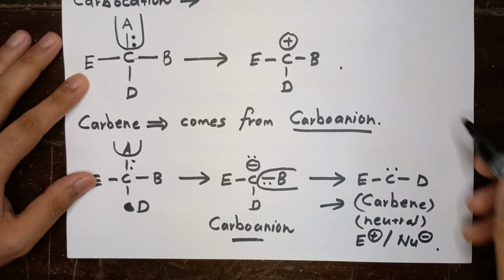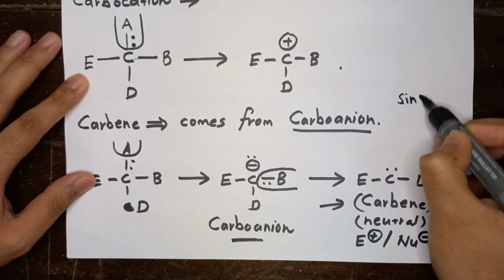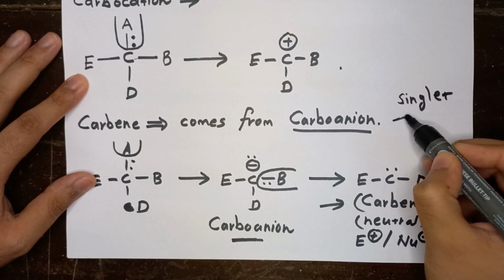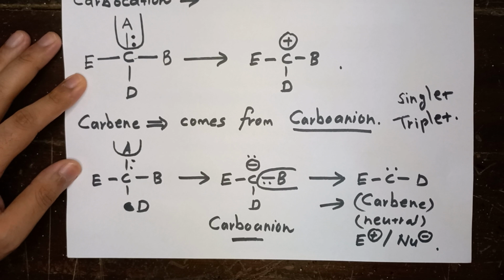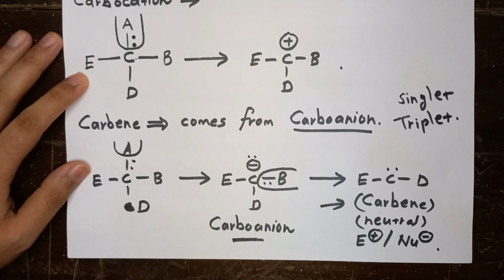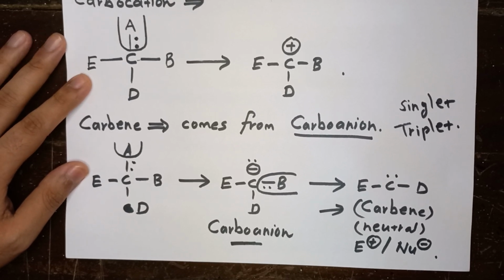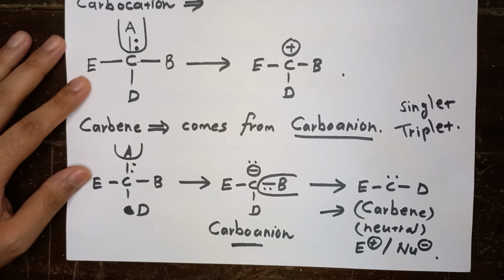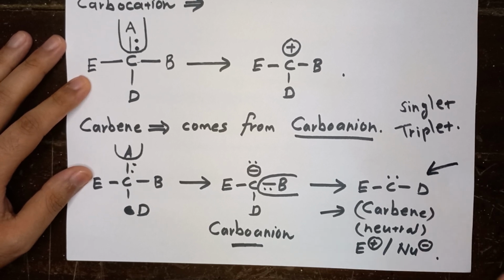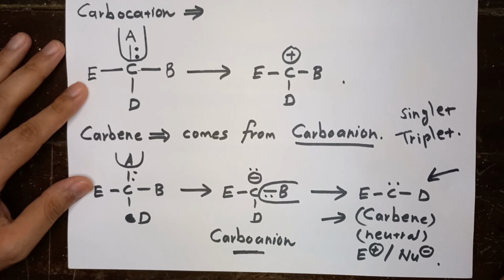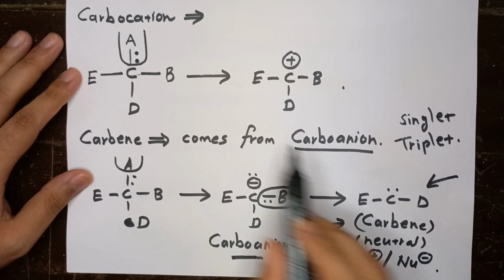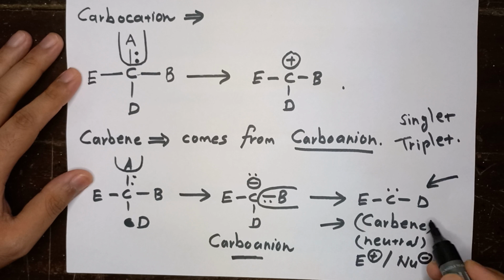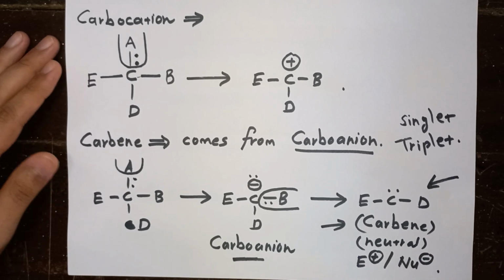Carbene can exist in a singlet form or in a triplet form. We will discuss carbene in future when I will discuss reactive intermediates. So we will discuss carbene in detail at that point. For the time being, this is enough to know the basics of carbocation, carbanion and carbene generation.